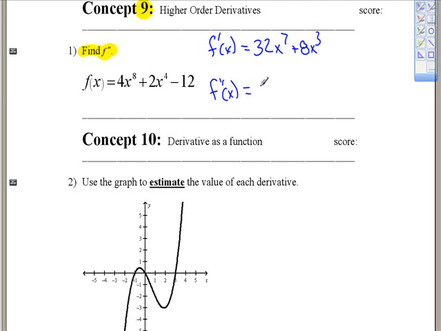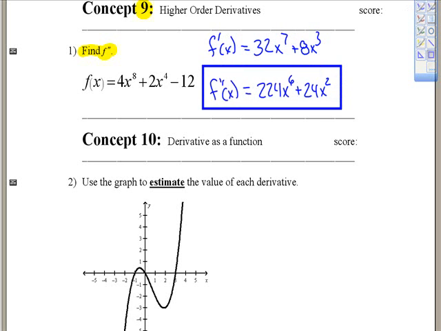32 times 7 is 224, x to the, reduce the power by 1, get a 6. Plus 3 times 8 is 24, reduce the power by 1, get a 2. We'll stop right there. And I see a question.